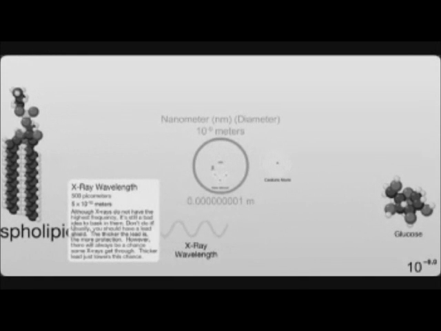The X-ray wavelength. Although X-rays do not have the highest frequency, it's still a bad idea to bask in them. Just don't do it. Usually you should have a lead shield. The thicker the lead is, the more protection. However, there is still a chance some X-rays get through. Thicker lead just lowers this chance.